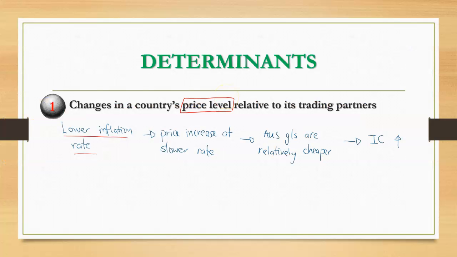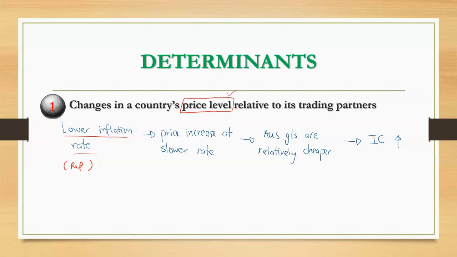All right, next we will be looking at the determinants of international competitiveness. That means factors that can affect your level of international competitiveness of the country. Number one is the country's price level in relation to its trading partners. If our country's price level is lower, which can be seen through the inflation rate. The inflation rate reflects your price level movement.